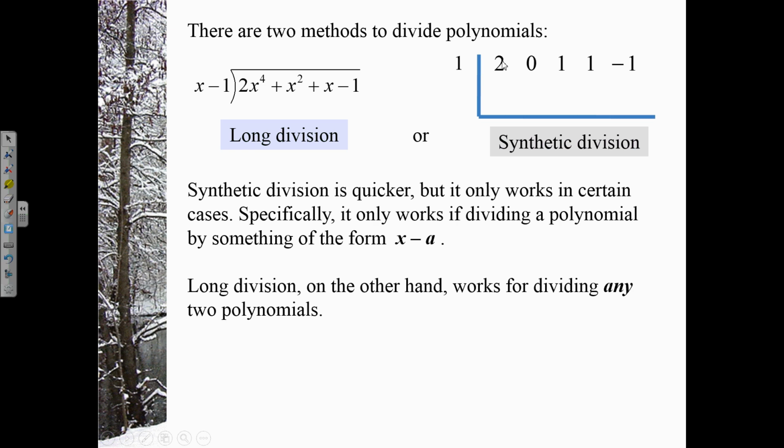Synthetic division is always faster, and so usually it's the preferred method, but the problem is it doesn't always work. It only works if you're dividing by x minus a. That could look like x plus 3, x minus 3, but it can't have any exponents on the x, so you couldn't have x squared, and it can't have more than 2 terms. Long division, on the other hand, works for any 2 polynomials, so you can divide anything. This and this are examples of the same division of what it would look like in either case.